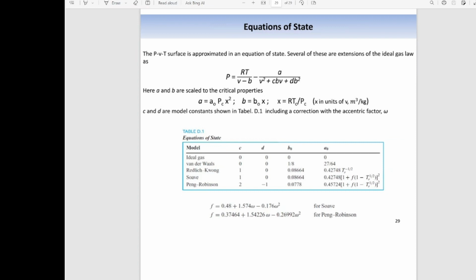With this equation, of course, there are some scale properties, and Table D1 gives you those scale properties to use in this equation for the different models. So we'll look at some of these as we go along. There are some additional ones here.